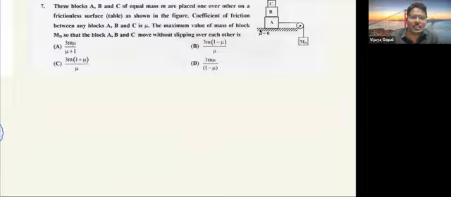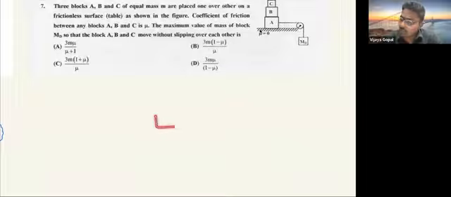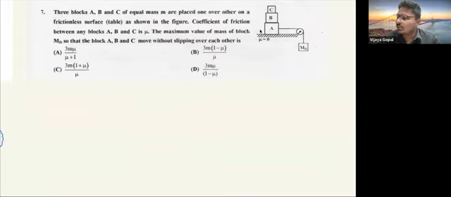This is a very good question. We can get some good conceptual clarity about slipping of one block on top of another block. If it is block on block, it will be a little easy. But here we have three steps, not just two steps, so we need to analyze. The question is, what is the maximum mass that can be there so that there won't be any slipping?